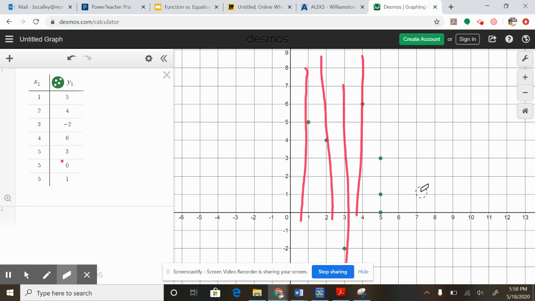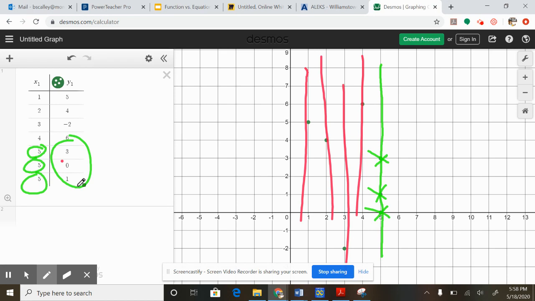This last vertical line is going to cross 1 point, 2 points, 3 points right there. Now it is failing the vertical line test because my vertical line is touching 3 different points at the same time. So that is one input of 5 having 3 different outputs. That's what makes a function fail.